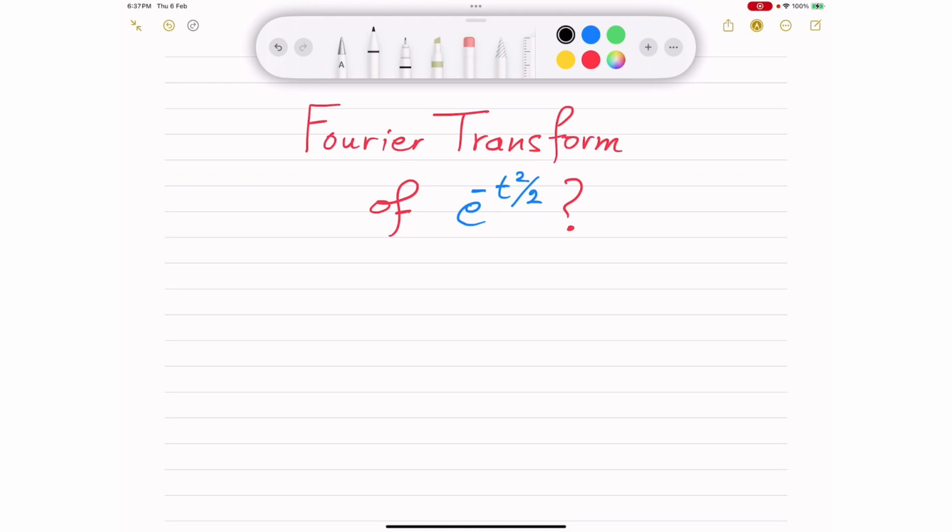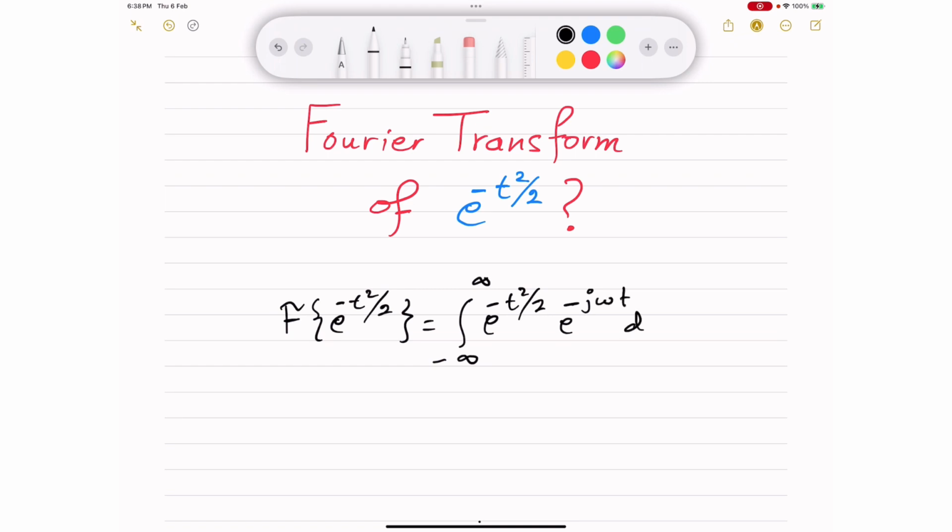Okay, so now to find the Fourier transform of e to the power negative t squared divided by 2, let me remind you of the definition of the Fourier transform. The Fourier transform of e to negative t squared divided by 2 is nothing but the integral from negative infinity all the way to infinity of the function in the time domain, which is our function e to the power negative t squared divided by 2, and we need to multiply that by a negative complex exponential e to the power minus j omega t dt.